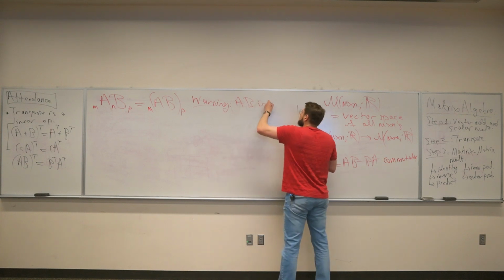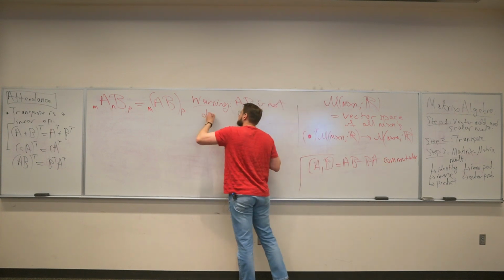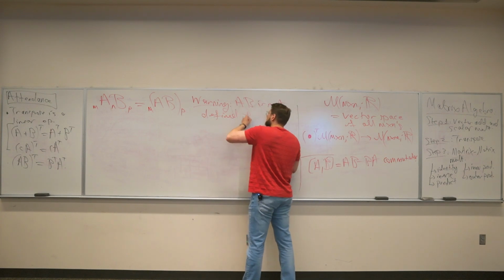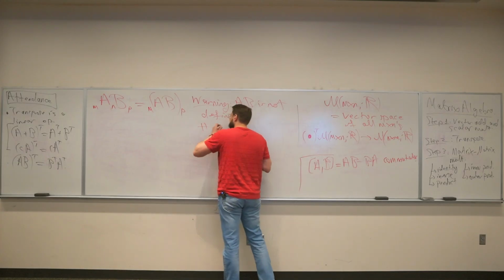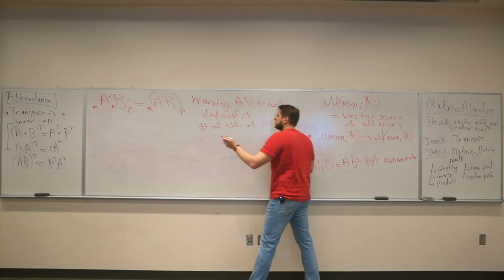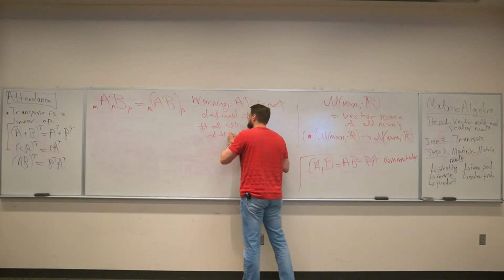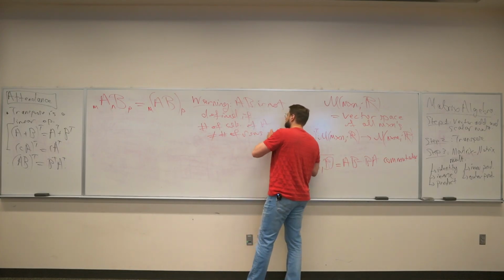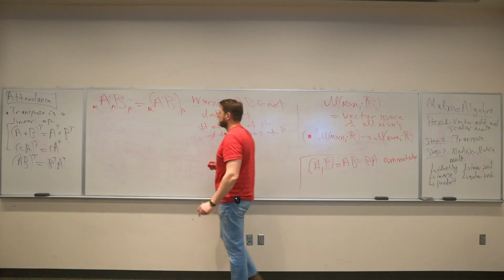AB is not defined if the number of columns of A is not equal to the number of rows of B. Okay?